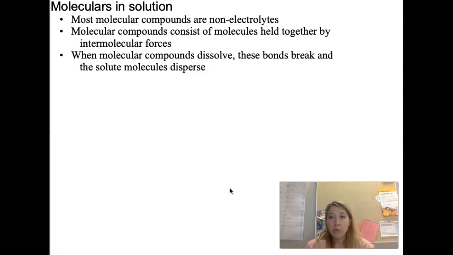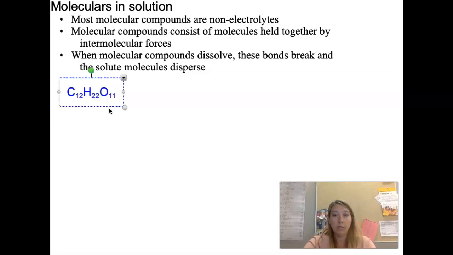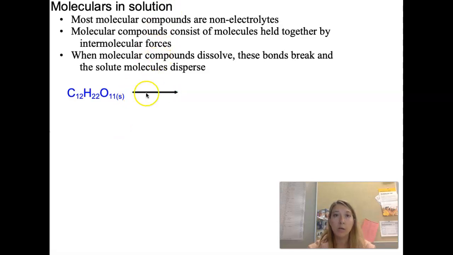So moleculars. We don't deal a lot with moleculars in chemistry, and that's because they don't really do anything. When we put a molecular into solution, literally the only thing that happens is we change the state. Nothing else changes. It doesn't dissociate, it doesn't ionize, it just dissolves. So if we take sucrose, which is sugar, right? We have C12H22O11. It's a solid. Okay, we put it into water, so it looks the same as what we did for dissociation equations. We put our arrow. Over top, we write out water.